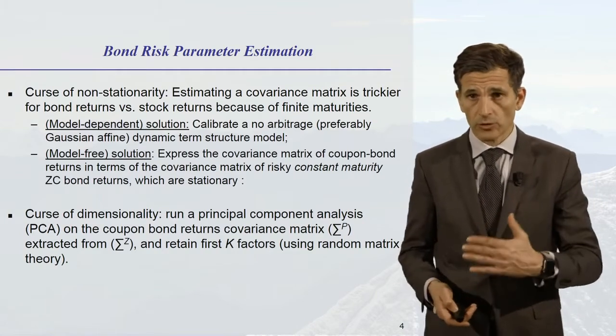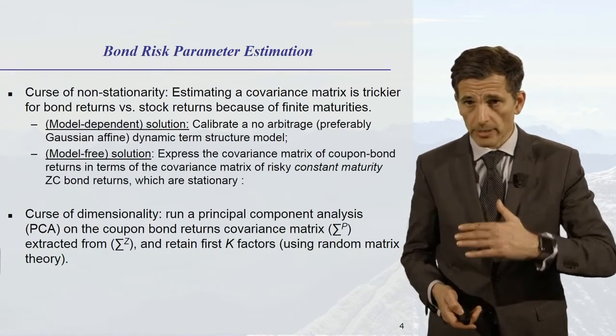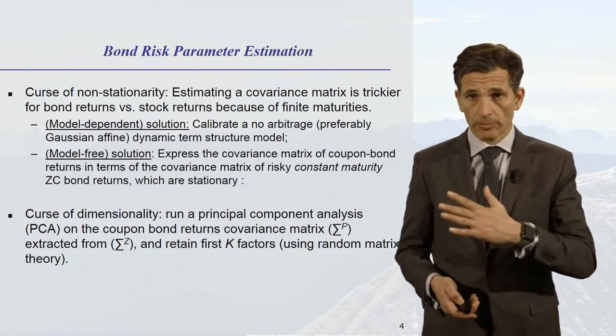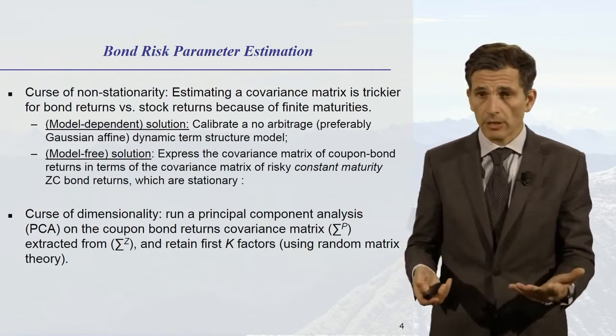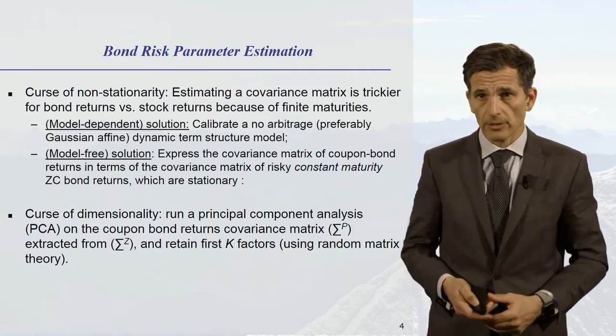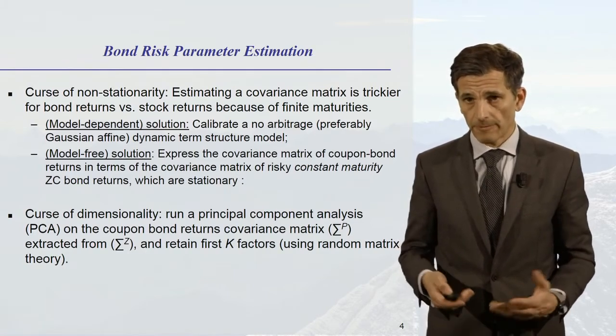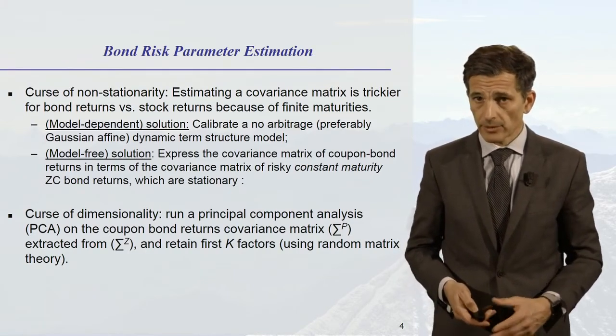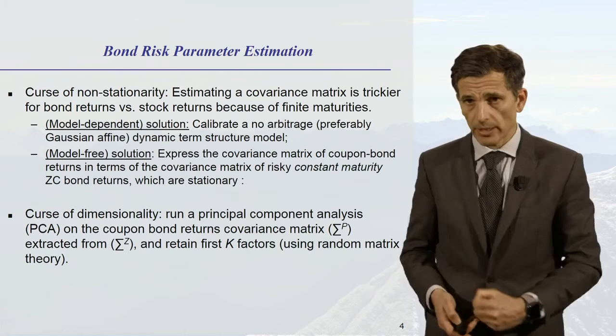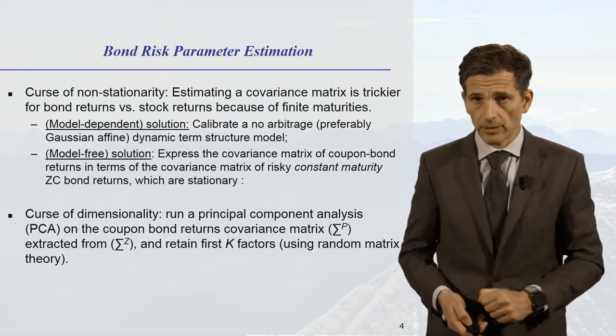The first factor should be something like the level of interest rates. The second factor should be the slope of the yield curve, maybe a curvature factor or convexity factor as well. But with these 2 or 3 factors, we actually explain a fair amount of the information at hand. So that will allow us to actually reduce the dimensionality of the problem.